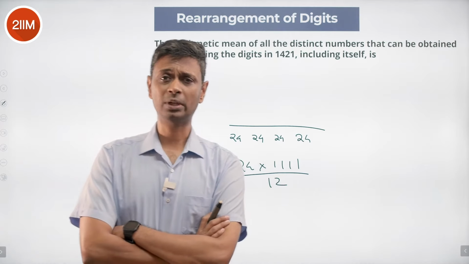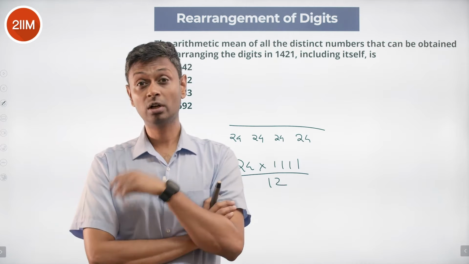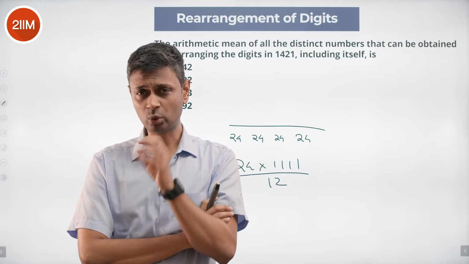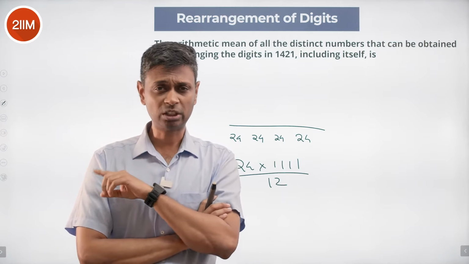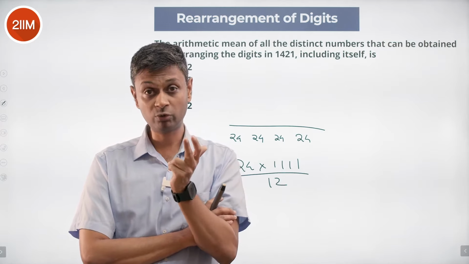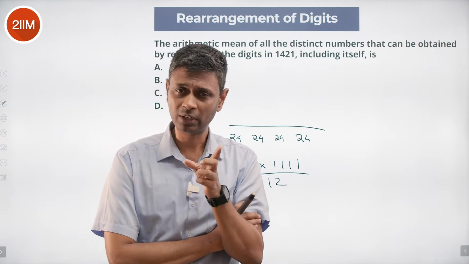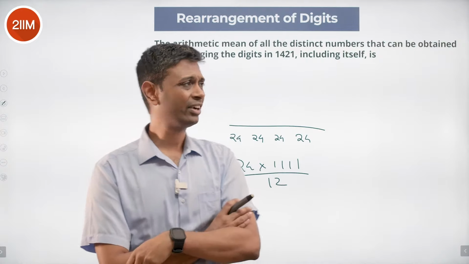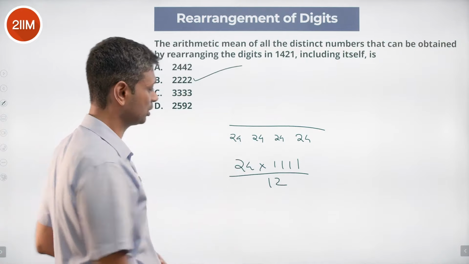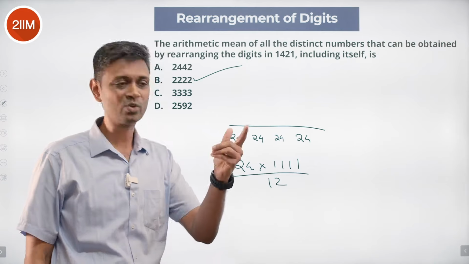Sum of all units place is 12, is 24. Sum of all tens place, hundredth place, thousandth place will also be 12. It's symmetric. So sum of all the numbers is 24 ones plus 24 tens plus 24 hundredths plus 24 thousandths. 24 into 1111, that is the total of all the numbers, divided by 12, that is the average, which is this number. 1111, so 1111 into 2.